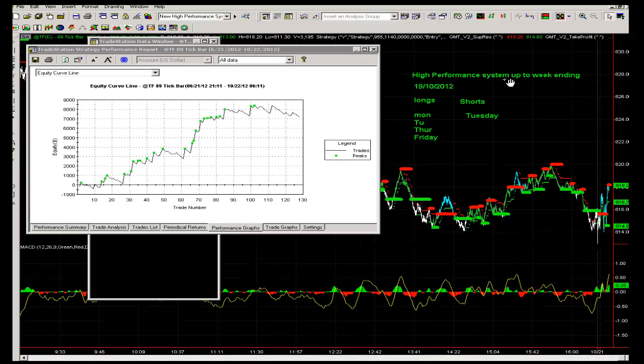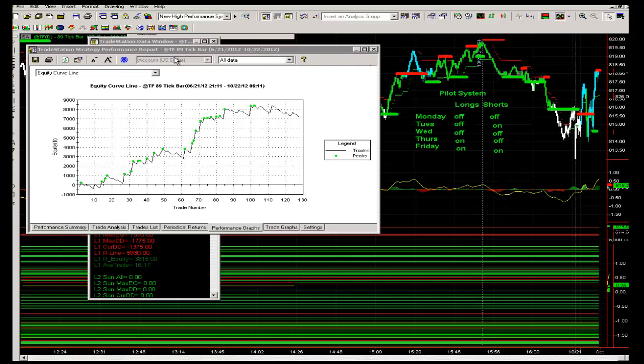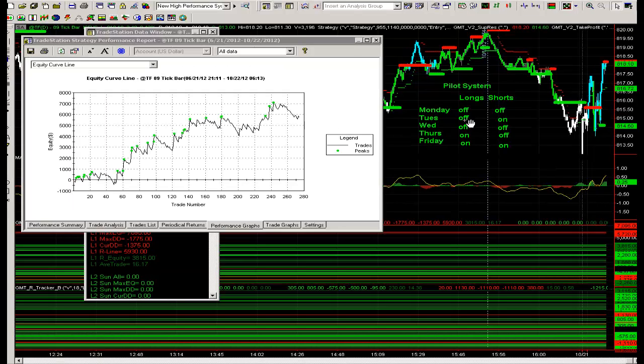Now the Russell's high performance system up to the previous week was longs Monday, Tuesday, Thursday, Friday, shorts Tuesday. That's the high performance system for the Russell, not the pilot system. Now on closer analysis this week, I went through and did the customary process of looking at the days of the week and the longs and the shorts on the pilot system, because we need to collect all that information and view every day of the week. There have been some interesting changes to the Russell system.